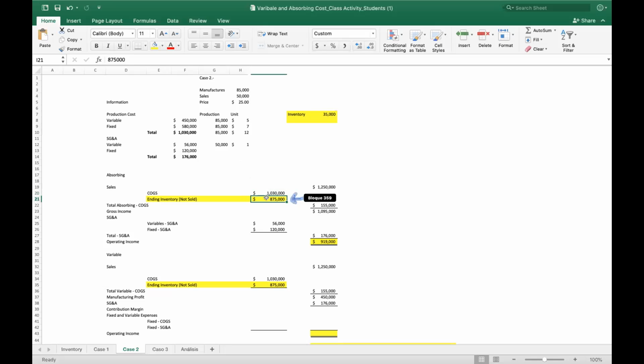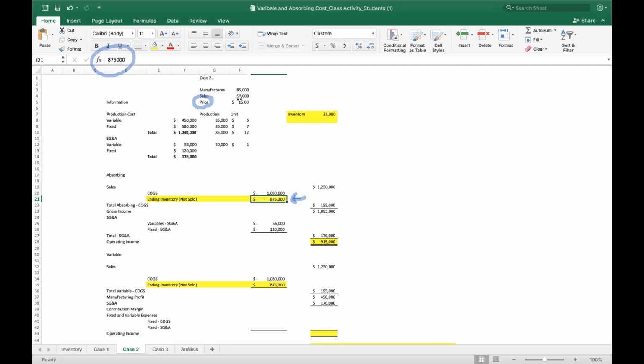Like how we got it? Yeah, how you got it. The things that you don't have formula, you see? And because you don't have formula, we cannot see where you got it. We subtracted the manufactured units minus the ones we sell, and then we multiply that by 25. 25 is the price.